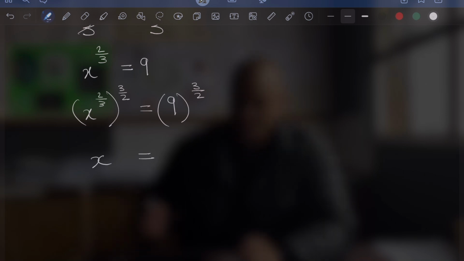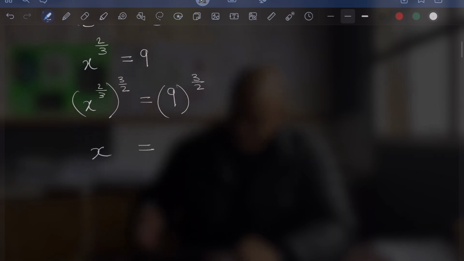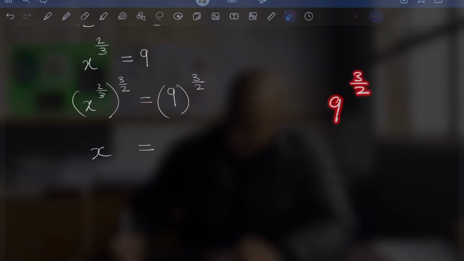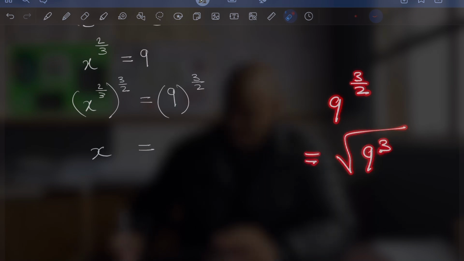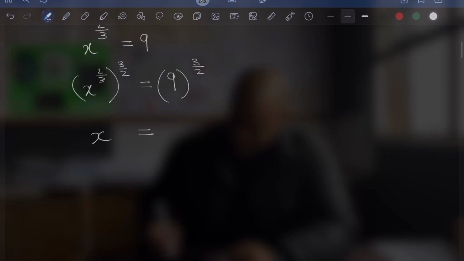Some of you had some creative ways of dealing with this. So this is only one approach or one method of doing this type of problem. But some of you recognized over here that if I've got 9 to the power 3 over 2, that is the same as saying the square root of 9 to the power 3. And 9 to the power 3 is some number that if I square root it, I get the same answer as what we're going to get here now. So let's see what that will be.